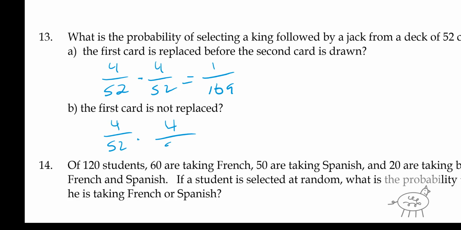4 out of 51, because it's different. It's a jack. Okay, so that gives us 4 over 663.